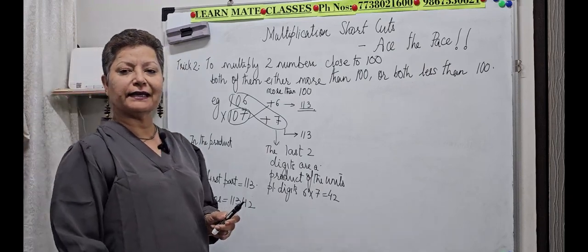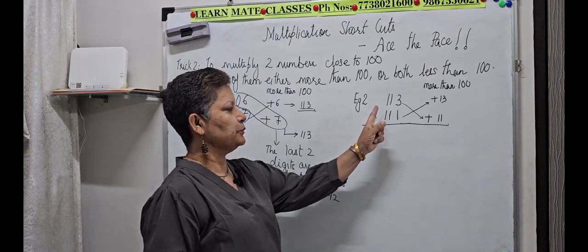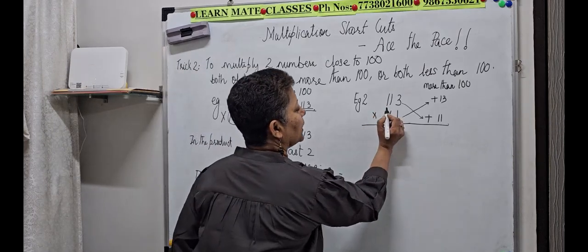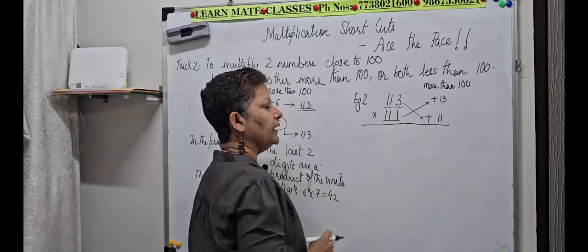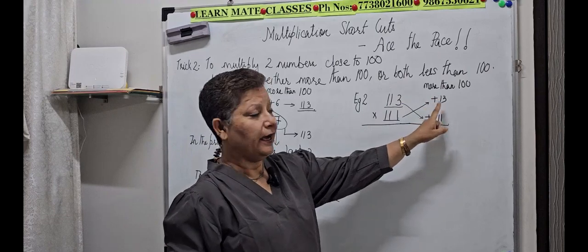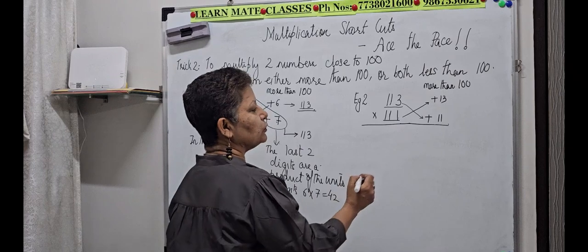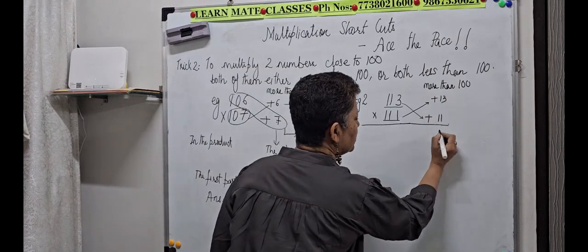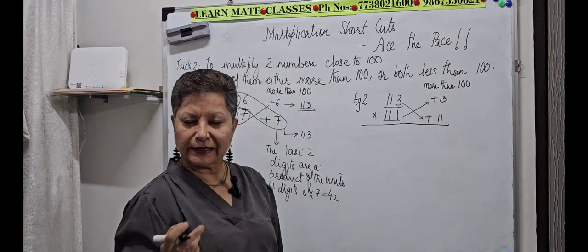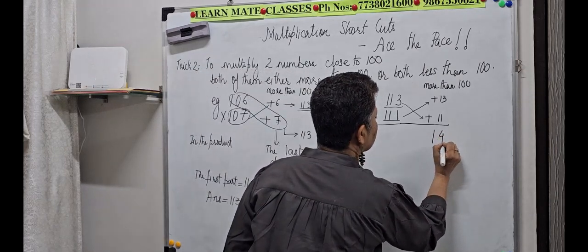Let's just have a look at the second example. So this is example 2. We are going to be multiplying 113 into 111. Again, close to 100. This is 13 more than 100. And the second number is 11 more than 100. So if I have to look at the product of these two numbers, what am I going to get? 13 11s are 13 10s are 130. Add another 13. So this is 143.